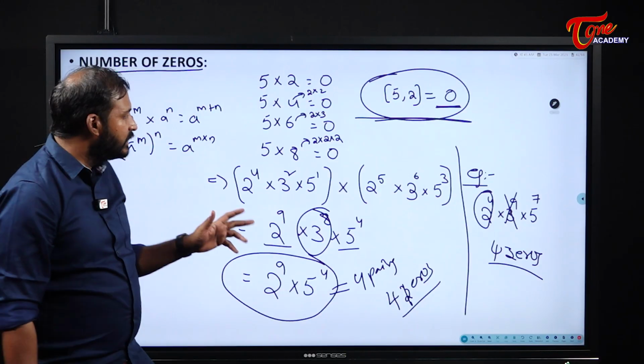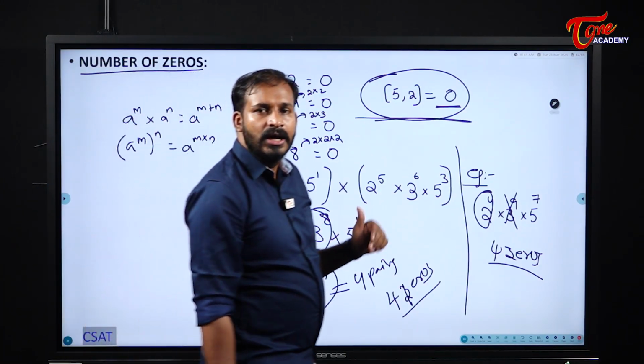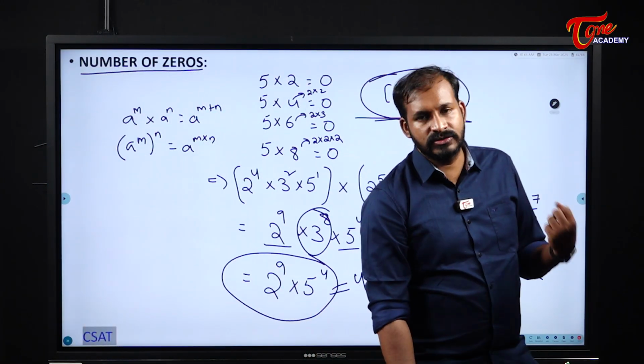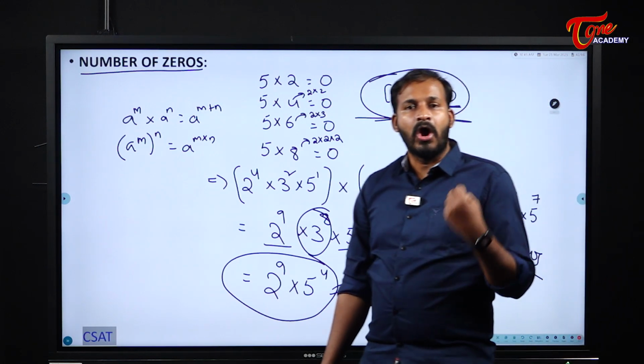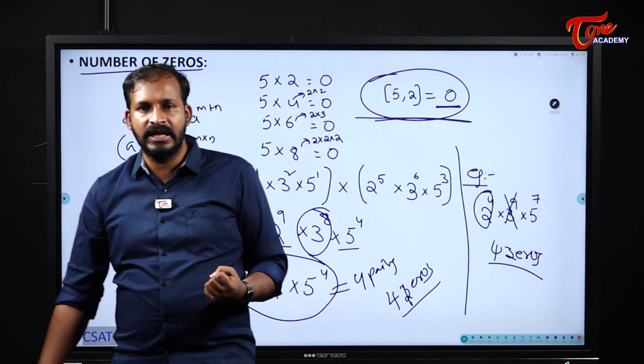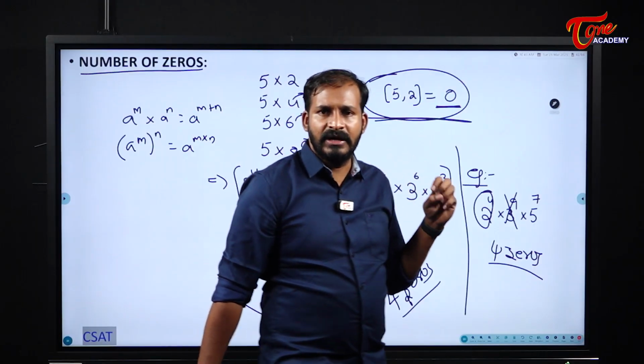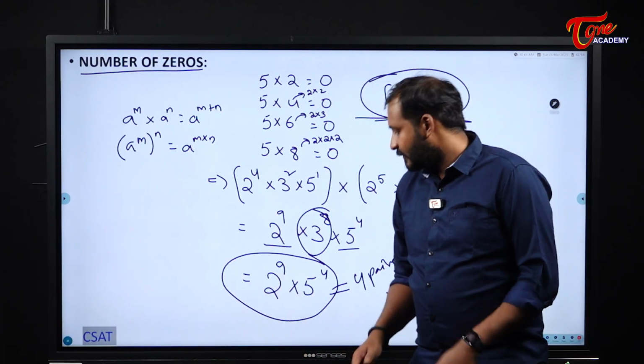Understood? Right? Like this we are going to solve the problems, by simply observing how many 5s and how many 2s are there in the given product. Okay. Next.